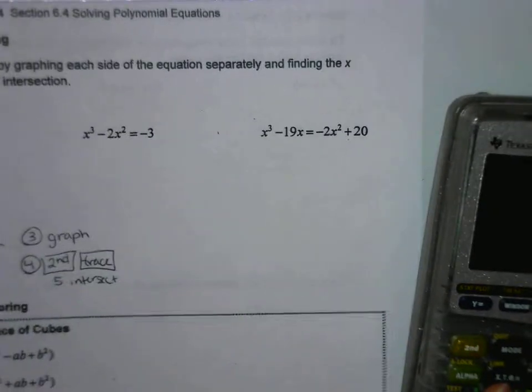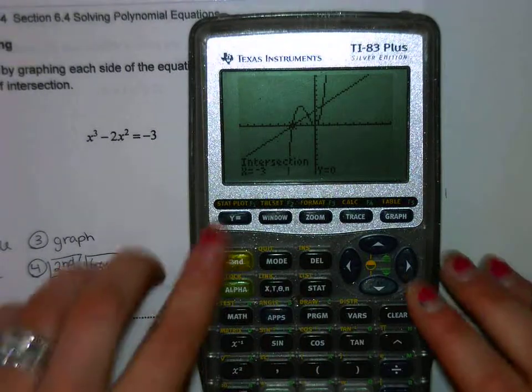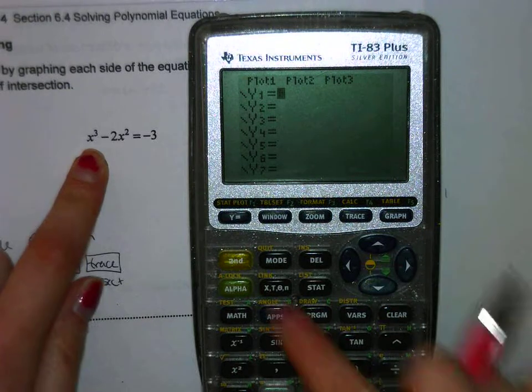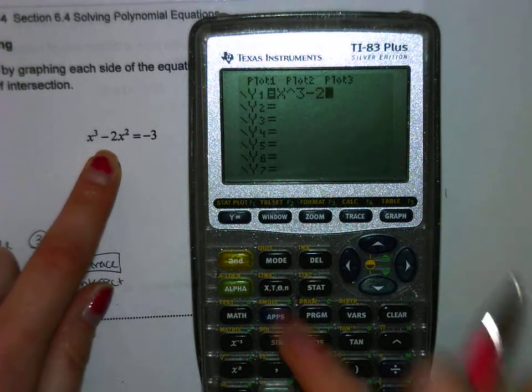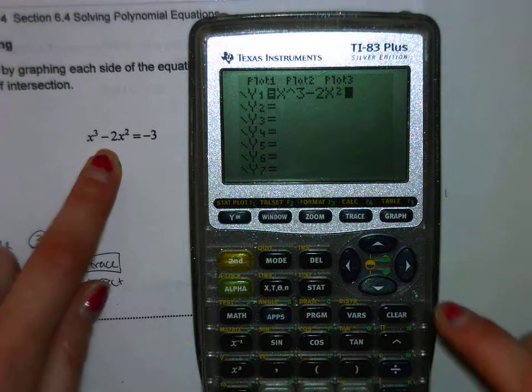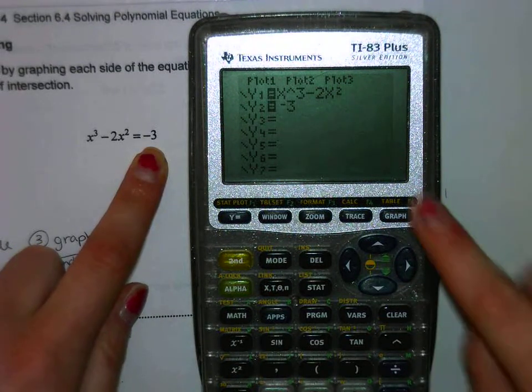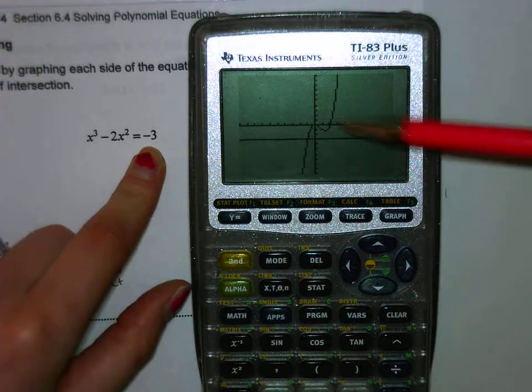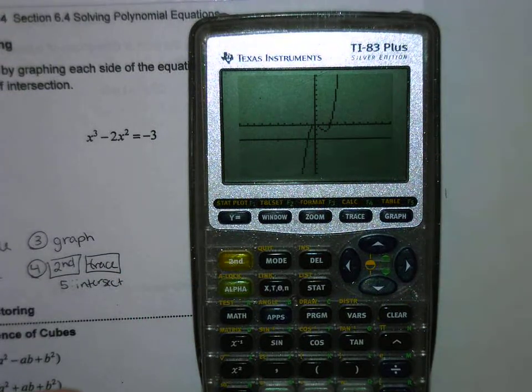If we have those two, we go to y equals, clear those out. Left side is x to the third minus 2x squared. The right side is -3. So when we graph, the 2 lines only intersect in 1 spot, so we're going to have 1 solution.